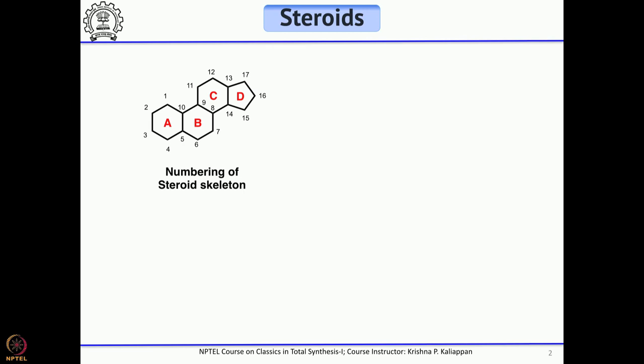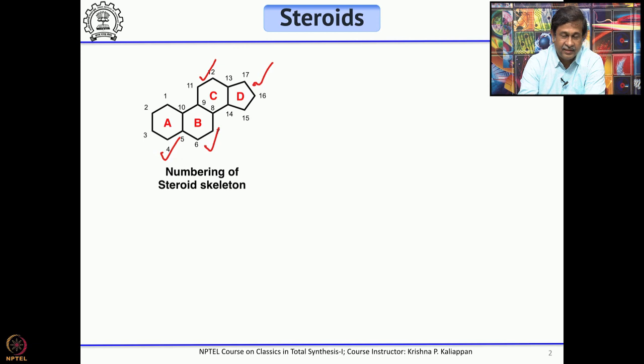When you talk about steroids, the basic skeleton present in steroids has four rings. Three of them are six membered rings, A, B, C, and the D ring is five membered. The numbering of the steroid skeleton starts from the A ring: 1, 2, 3, 4, 5, 6, 7, 8, 9, 10. First you number the AB rings fully, then go to the C ring, 11, 12, 13, 14, 15, 16, 17. So you can see there are 17 carbon atoms now.